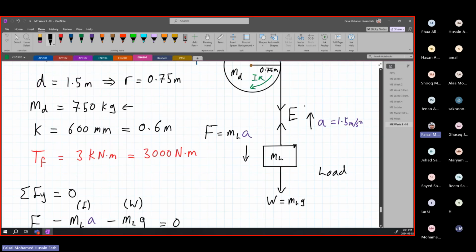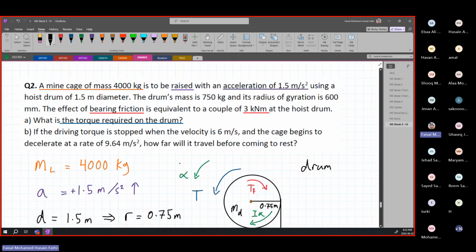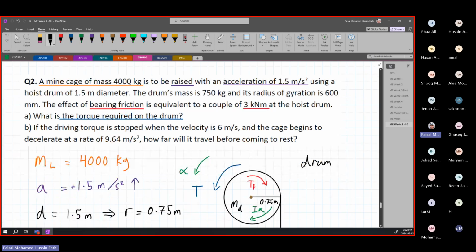Meaning, now we have an acceleration, okay? We have an acceleration upward, but now it is slowing down upwards. Meaning it is still going up, but it is moving at a slower rate. They are reducing its speed. And how far will it travel before coming to rest?